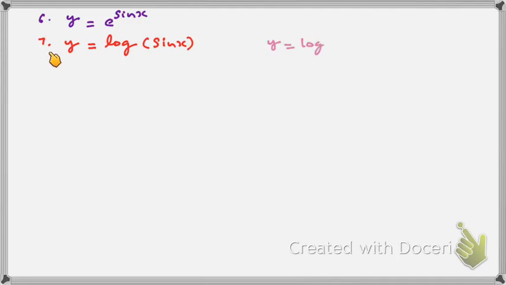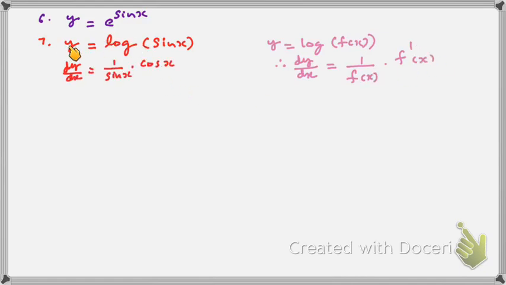And then we are going to look at question 7. Y is equal to log of sine x. If it is just log x, what's the derivative of log x? Log x is 1 over x. Of course, you should remember that the base is e. So log of f of x would be 1 over f of x, but times f dash of x. So coming back to the original question, log of sine x would be 1 by sine x into the inside derivative. The derivative of sine x is cos x.